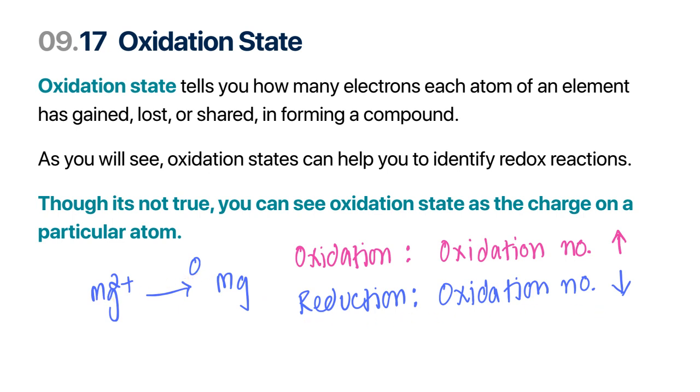right? All right. Though it is not true, I'm just reiterating it by reading it out, that though it is not true, you can see oxidation state as a charge on a particular atom. Are they interchangeable? Are they the same value? Are they exactly the same? Yes. But are they exactly the same? Well, not really, right? So oxidation states are considered something different, but they're literally the same thing as charges, right?